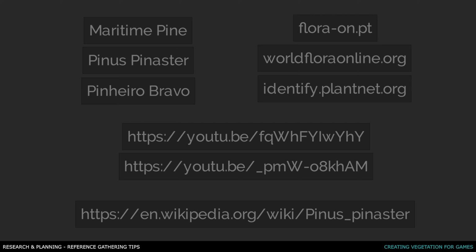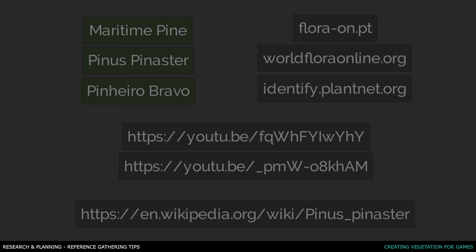Still talking about gathering references, here are some tips that can help you understand where to find things and how to find them. I'm of course not going to be teaching how to use Google, but there are a few things I found useful. One of them is using different names. For example, for this tutorial, we will be doing a maritime pine, or as it is known in scientific terms, Pinus pinaster, or in the native language, Pinheiro bravo.